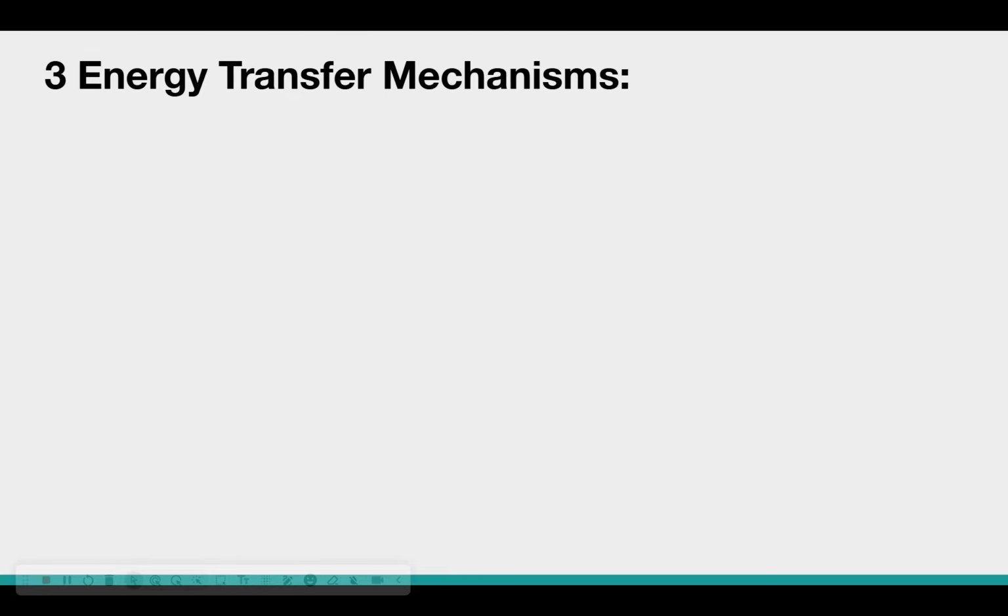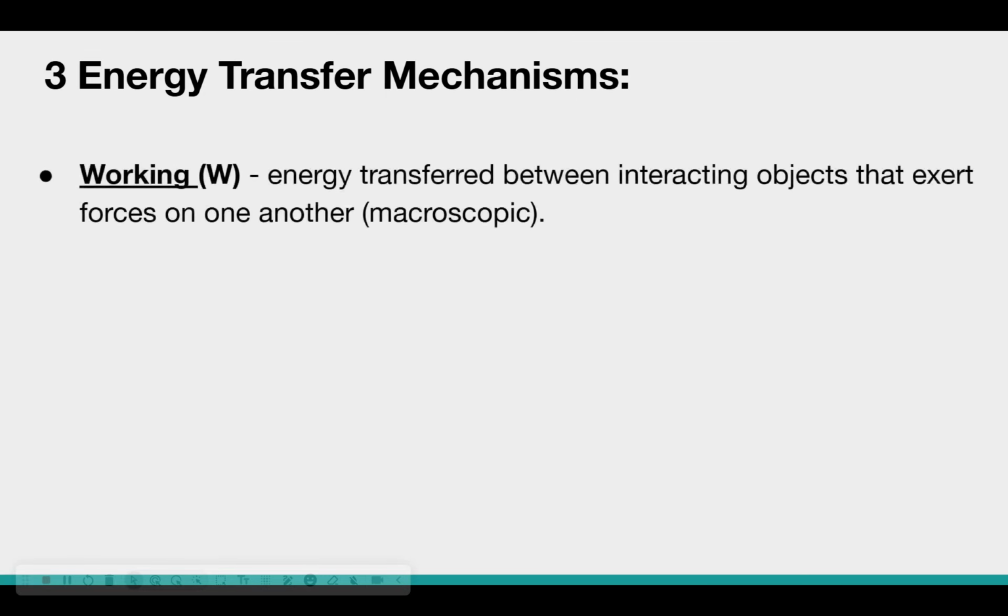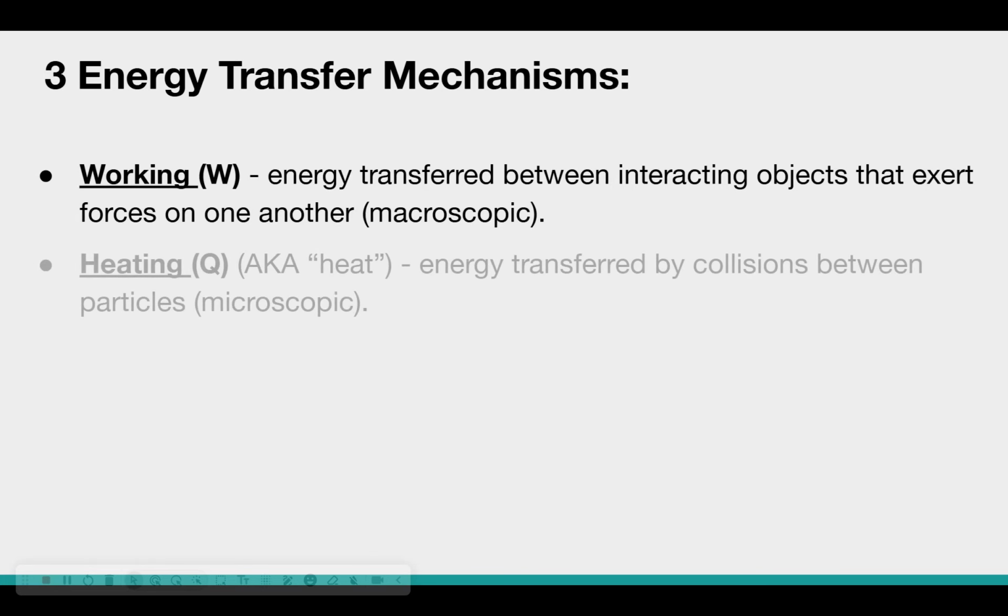There are three energy transfer mechanisms. These came from the reading, so I'll go through these quickly. Working, or W, is energy that's transferred between interacting objects that exert forces on one another. These are macroscopic. This is something that's dealt with in physics. Heating, or Q, this is also known as heat, is when energy is transferred by collisions between particles, microscopic. Now this is what we're going to use this whole unit, so Q is important for us.